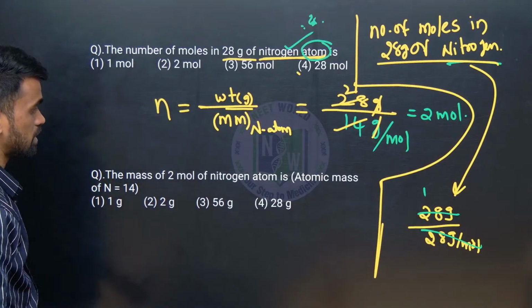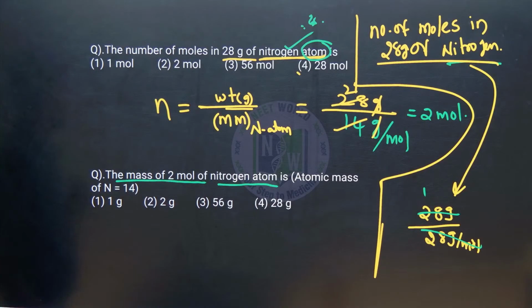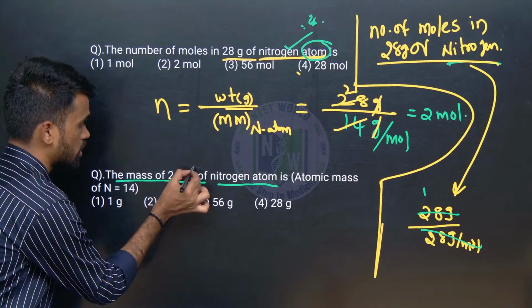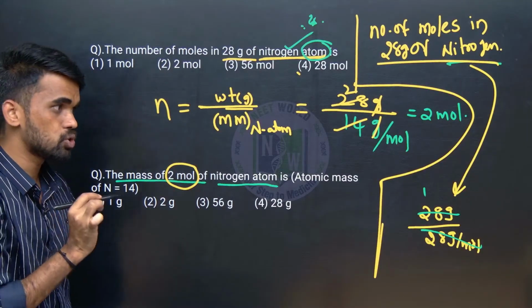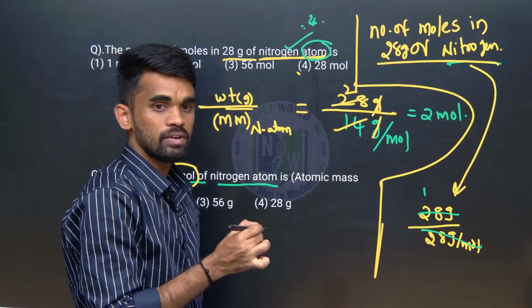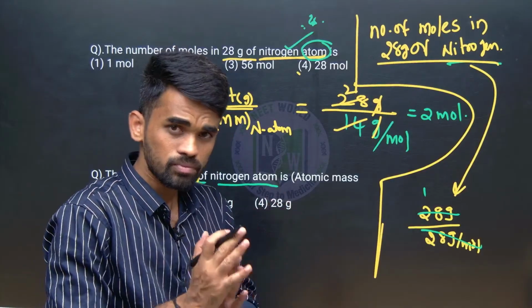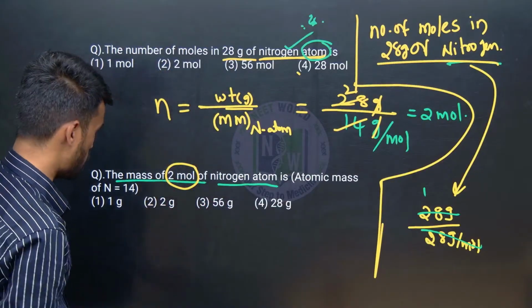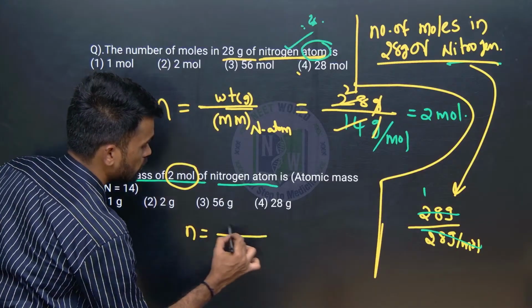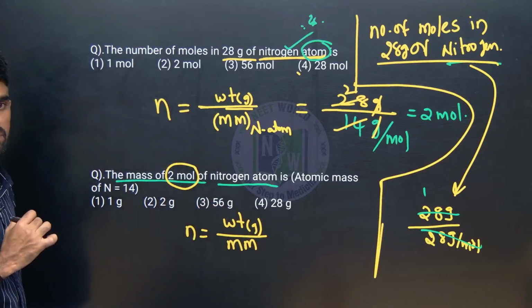Now tell me the answer for this. The mass of 2 mole of nitrogen atom is, yes, very simple, 2 moles they mentioned. What is the formula? Number of moles. First write the formula, then substitute in that. When you are at the initial stage of learning, do not go blindly without proper understanding. Just start from the very basics. Write the formula. Number of moles equals given weight by molar mass of that particular atom or element.